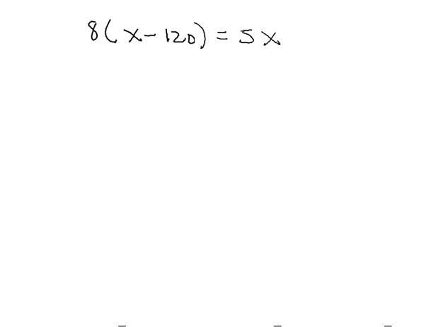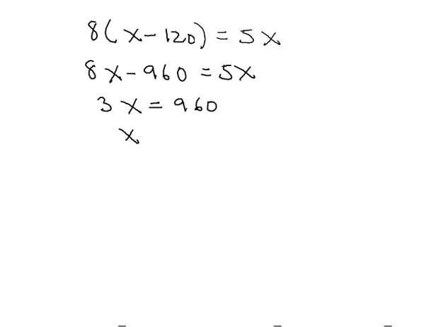So equating the two expressions for the distances equal to each other, we have 8 times the quantity x minus 120 is equal to 5x. And if we distribute on the left-hand side, we'll have 8x then minus 960. And on the right-hand side, we'll have 5x. And we'll take care of two steps at once here. What we'll do is subtract 5x from each side and then add 960 to each side. So that will produce then 3x is equal to 960. And if we divide each side by 3, we end up with x being equal to 320.